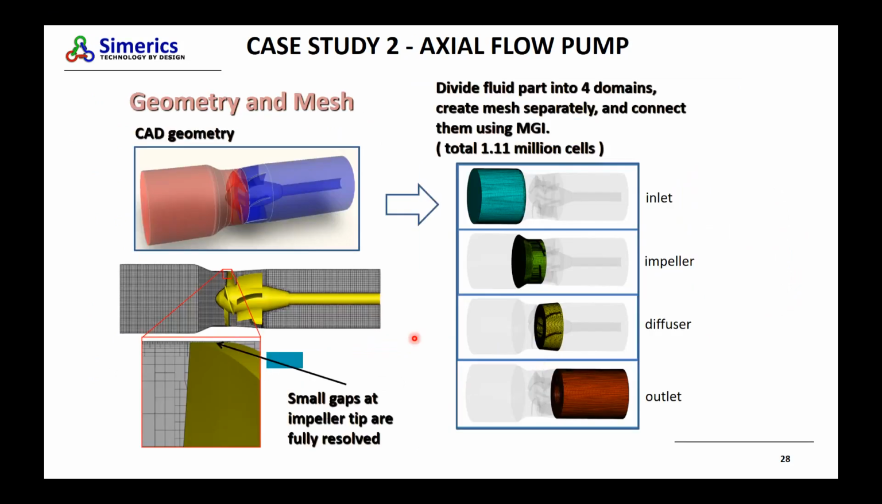So first, let's talk about the model. At that time when they had done this simulation, we had modeled with about 1.1 million cells. We are dividing this geometry into 4 different domains: the inlet domain, attaching to this impeller domain, which is attached to the diffuser domain, and then going to the outlet domain. And of course, we use this MGI algorithm, which we briefly talked about, to connect these domains together so the flow can go from the inlet all the way to the outlet. Also, we are focusing here on the small gap at the impeller tip, which we can model as well, and we fully resolve that gap.